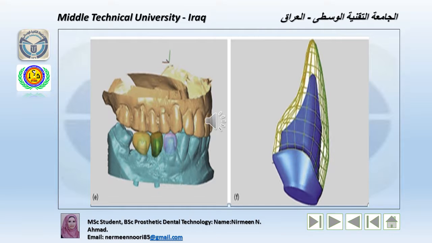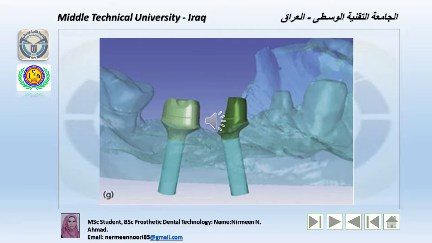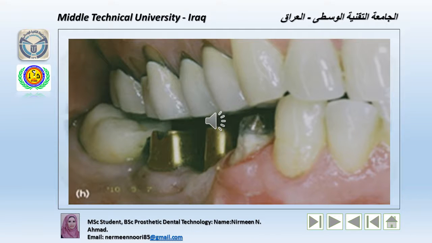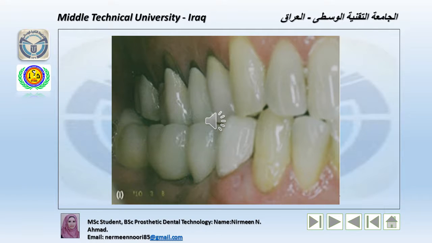Also, this image shows the virtual crowns over the tooth, the virtual crown mesh work, and also the virtual correction of the alignment of poorly angled implants. And also the abutment in place with the opposing occlusion and the eventual restoration in place.